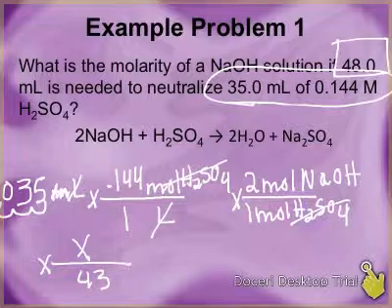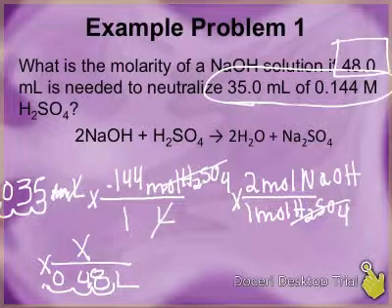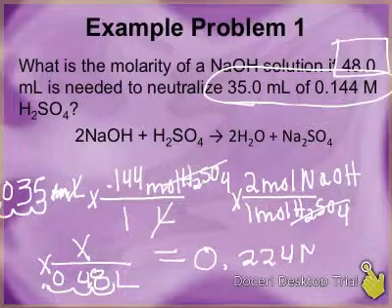But we don't want milliliters, we want liters. So we have to go 1, 2, 3, add a 0. And then all we have left to do is the math. So we're going to take 0.035 times 0.144, divide by 1, times 2, divide by 1, and then we have to divide by 0.048, and we get an answer of 0.224 molar NaOH.